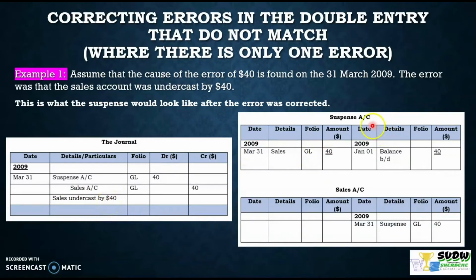So in our suspense account, we have our balance brought down of $40 and the entry for the correction on the debit side, so it will balance it off. So that's why we have it double underlined. And then in the sales account, we know that we would have had additional information prior, but right now we're just showing where the correction of the error took place. So we're going to credit the sales account with the amount as stated in the journal.